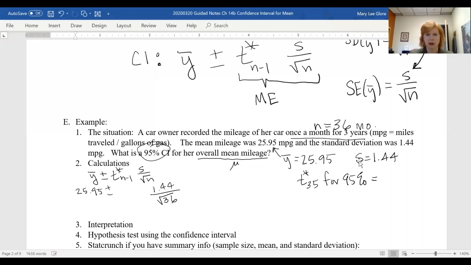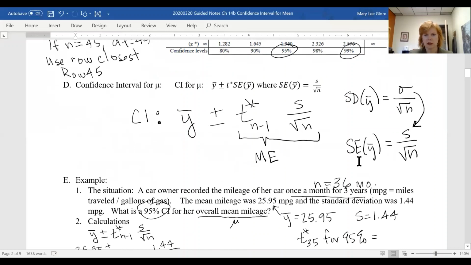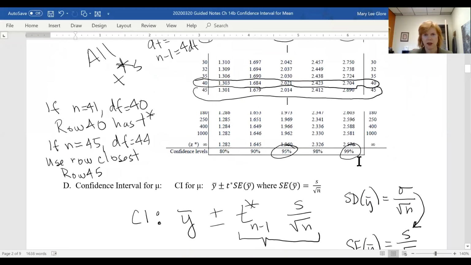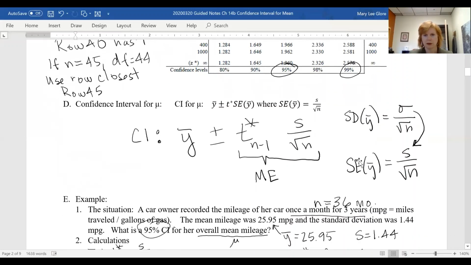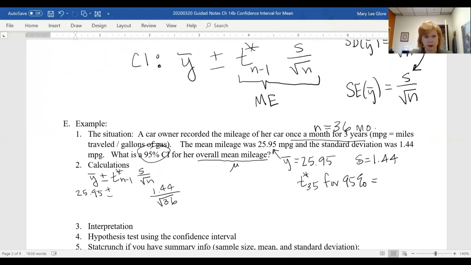All right, let's go back up to our table here, and what do we say? 35 degrees of freedom, n minus 1. So 35, 95%, that's going to be this guy, 2.030. All right, so I calculate that, which I already did for us, and that number is 0.49. All right, so I took 2.03 times 1.44 divided by the square root of 36, and that's my margin of error.